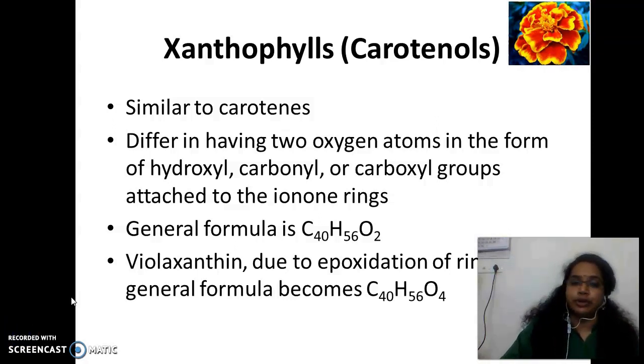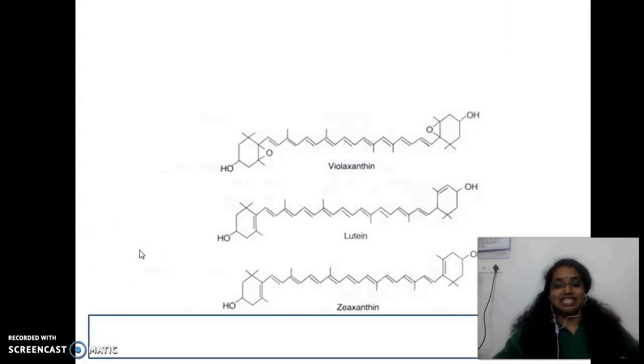Coming to xanthophyll, it is also called carotenol. They are similar to carotenes. The only difference is that they have two oxygen atoms in the form of hydroxyl, carbonyl or carboxyl groups attached to the ionone ring. The general formula of xanthophyll is C40H56O2. In some types of xanthophyll such as violaxanthin, due to epoxidation of the ring, the general formula becomes C40H56O4. These are the structures of several xanthophylls: violaxanthin, lutein, zeaxanthin. The structure is similar to that of carotenes.